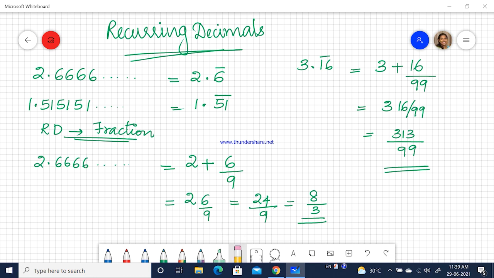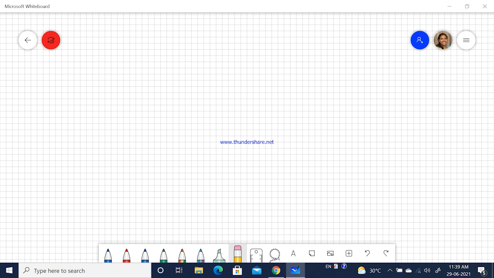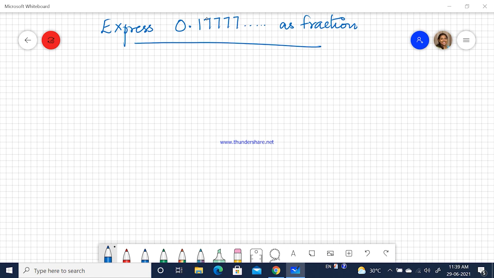Now consider another example. Suppose you got an expression like this. Suppose your question is express 0.17777 as a fraction. So you are asked to express 0.1777 as a fraction. So here, when you look over here, only the 7 is repeating. So you put x is equal to 0.1777 dot dot. Okay. Now what you have to do is multiply 10 on both sides.